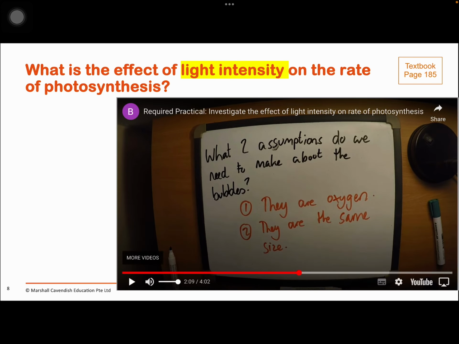So at this point of time, we can see that counting the number of bubbles is a possible method to measure the rate of photosynthesis, but we are making assumptions that may affect the accuracy of this experiment: that the bubbles we see are all oxygen released during photosynthesis, and that they are of the same size. So the rate of photosynthesis that we measure may not be that accurate if these two assumptions do not hold. So I would like you to think, instead of just measuring the number of bubbles, what else can we measure?